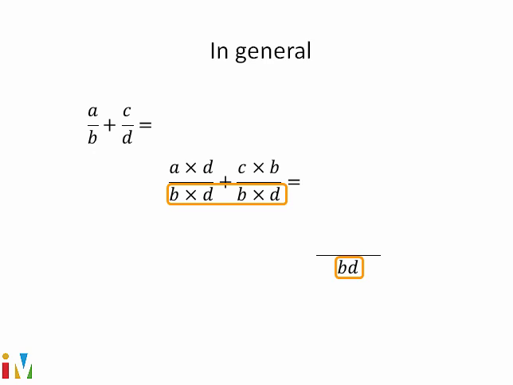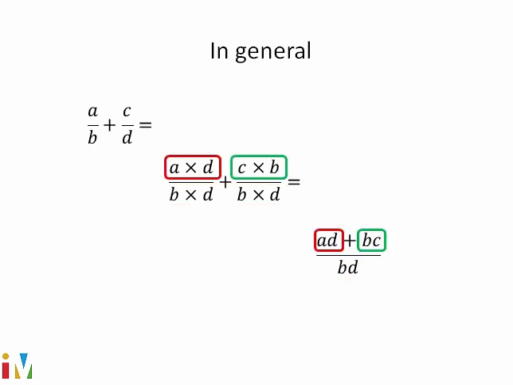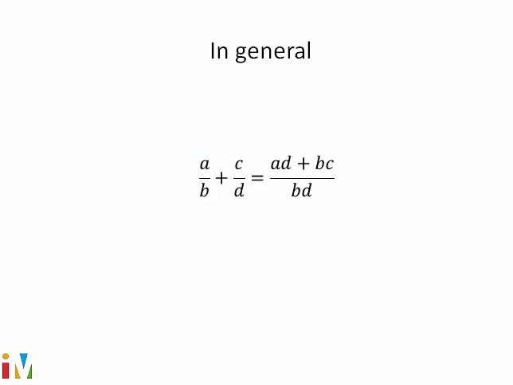And we can express the sum in terms of the unit fraction 1 over b times d. We have a times d of them from the first fraction and b times c of them from the second fraction. That is why we get a common denominator and then add the numerators when we add fractions.